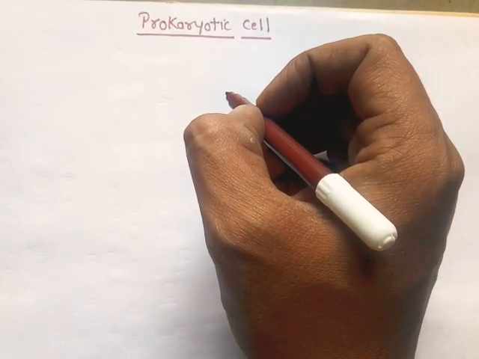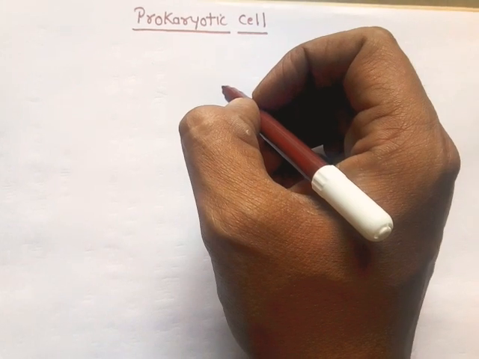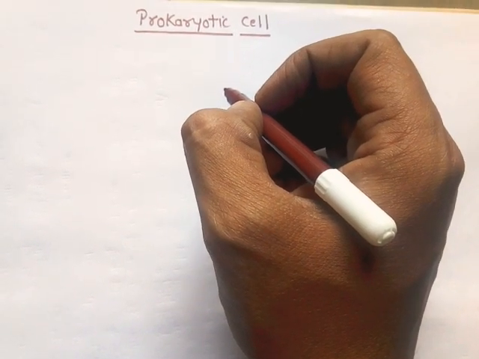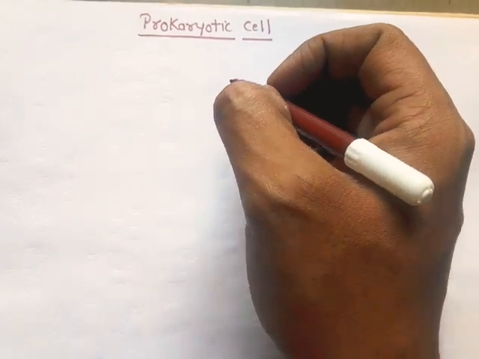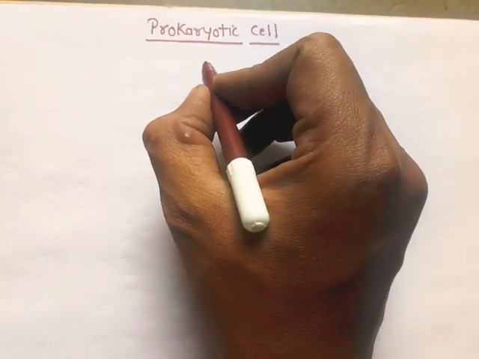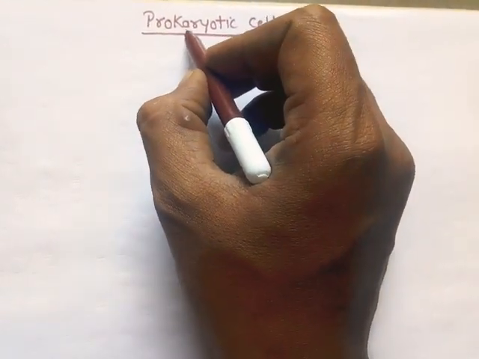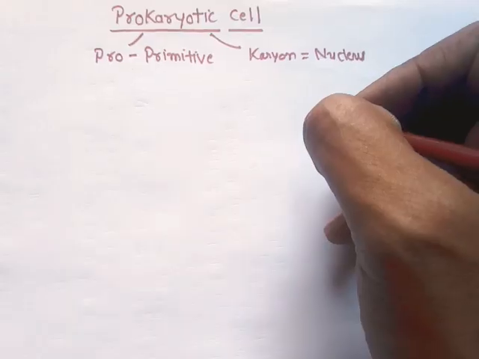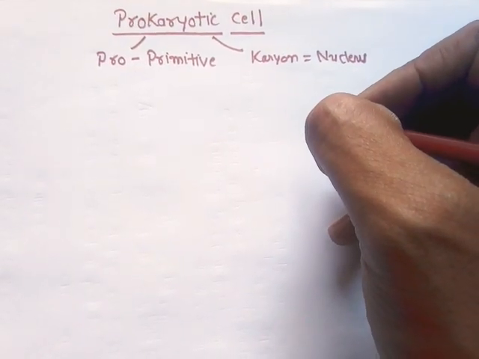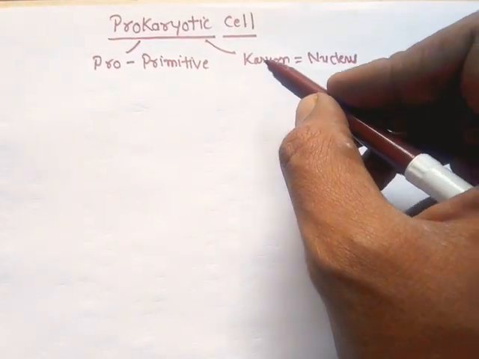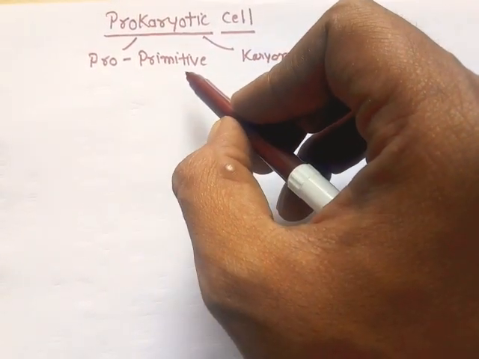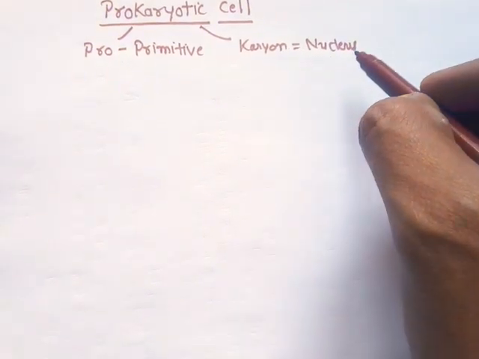I am Anshul Sharma, your biology teacher, and in this video tutorial we will discuss one type of cell that is known as the prokaryotic cell. The term prokaryotic is made up of two words: pro and karyon. Pro means primitive or first, and karyon means nucleus.